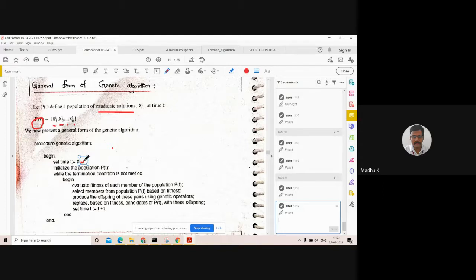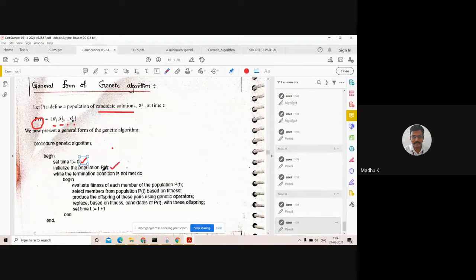So we set time equal to 0, then the initial population at that time is P(t). Then, while the termination condition is not met. Which are the termination conditions? I'm explaining. One is that I found a solution, the best solution. The second one is, for example, time expired.